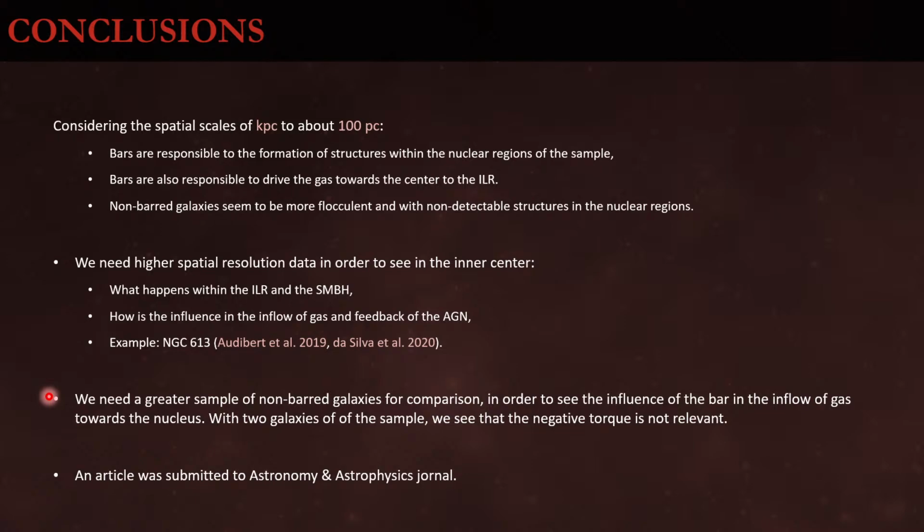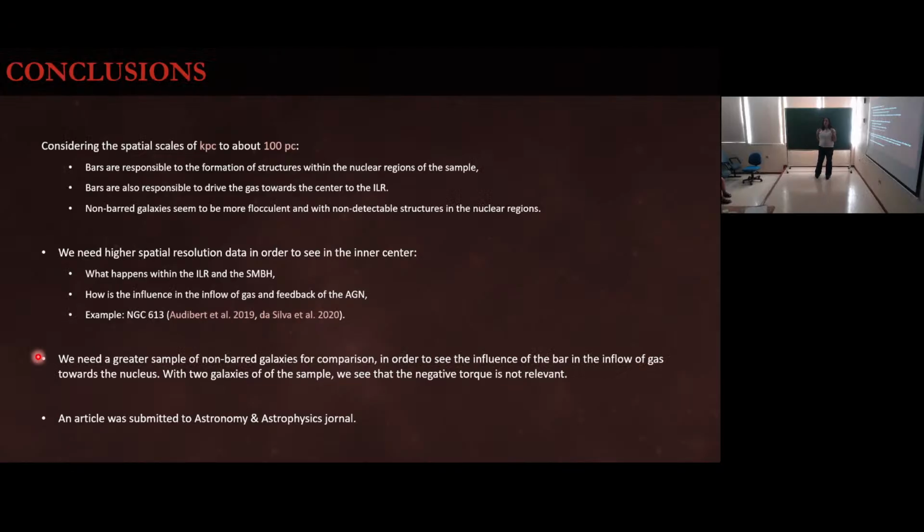So the conclusions are that all the galaxies in the sample that have a bar show a strong presence of structures in the nuclear region, and we are seeing that the bars are the main ones responsible for driving the gas towards the nuclear region to form these structures, the circumnuclear rings, etc. Non-barred galaxies seem to be more flocculent and don't have clear structures.